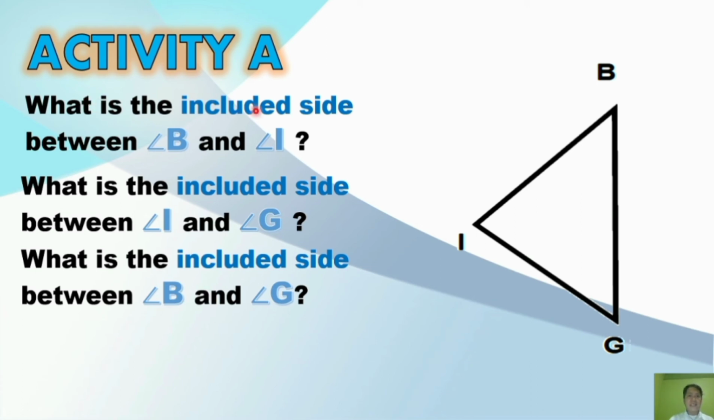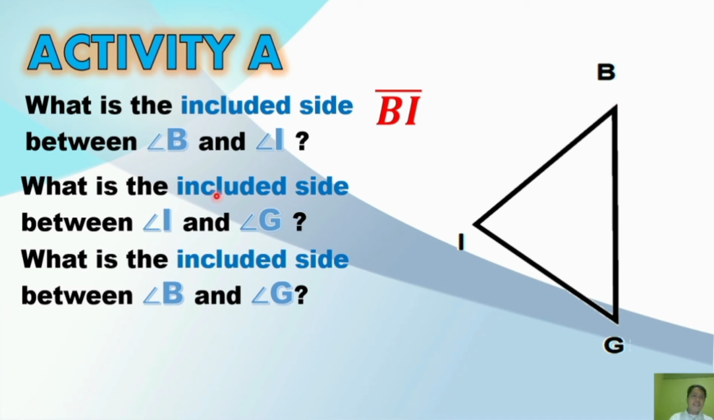What is the included side between angle B and angle I? This one here is angle B, and this one here is angle I. So the included side is this side. What is this side? This is side BI.